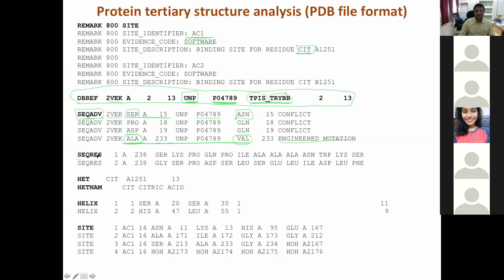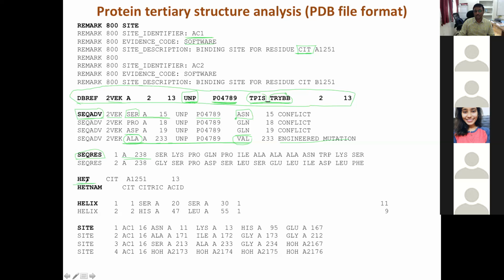Then there is a record called the SEQRES record. The SEQRES record is the sequence which the author thinks they are solving the structure for. This is the SEQRES record which is deposited in the PDB. I've already mentioned the HETATM, or hetero atom, records.